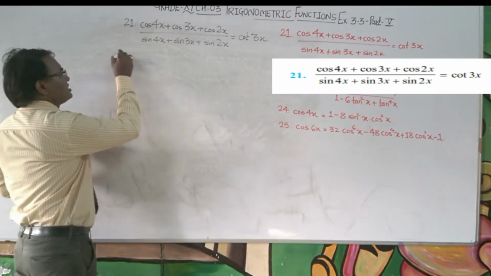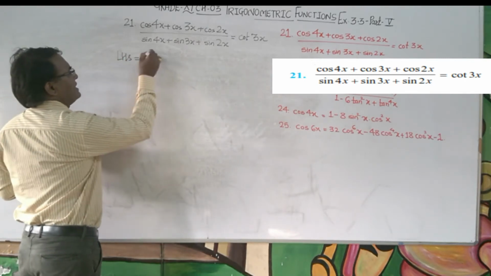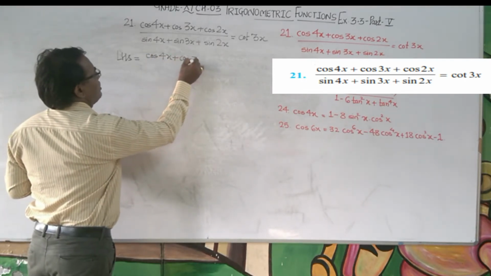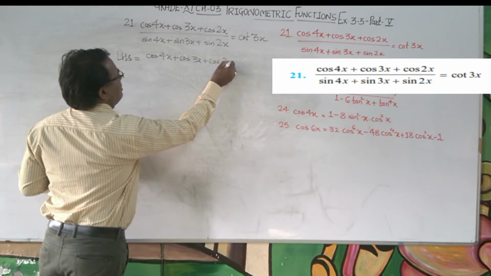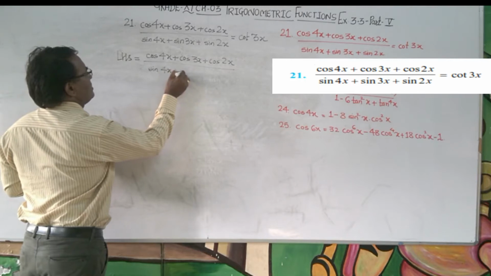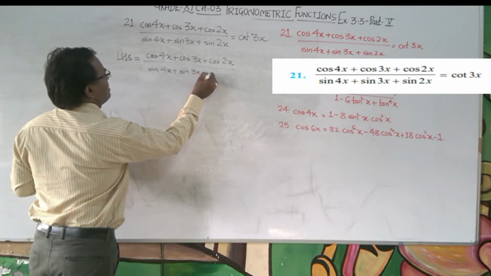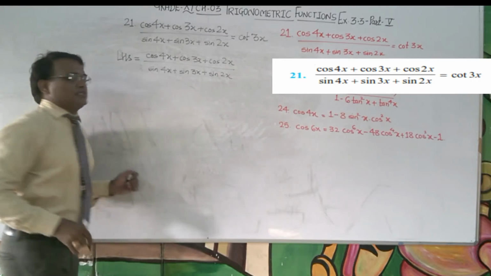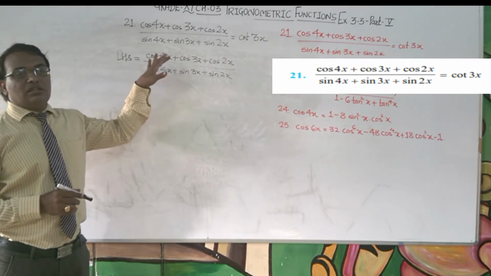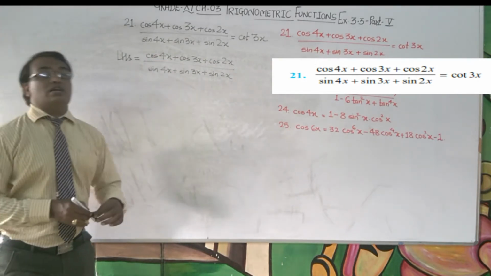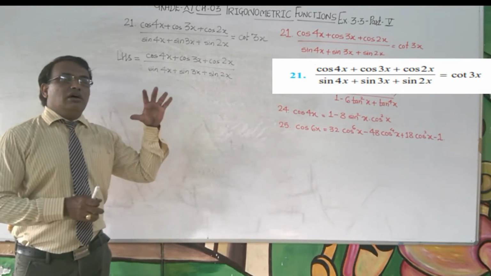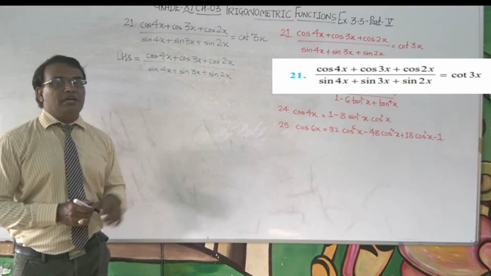The first step, what we used to write, is LHS. Cos 4x plus cos 3x plus cos 2x upon sin 4x plus sin 3x plus sin 2x. Now these are three terms, so we can use the associative property. According to the associative property of addition, out of these three terms, any two terms can be grouped.